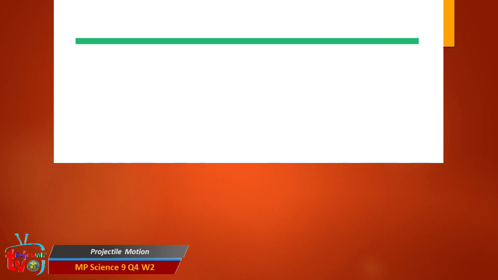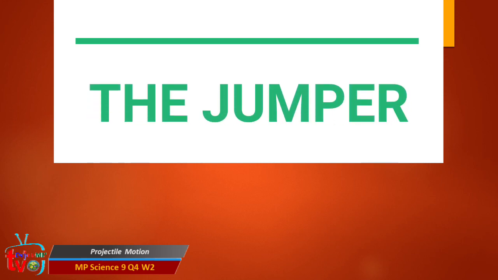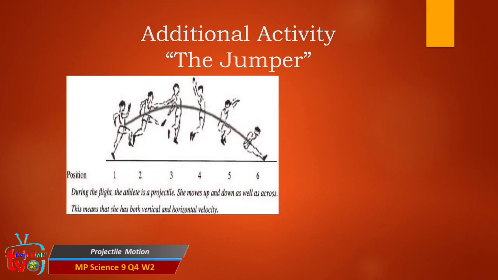The activity is entitled The Jumper. The diagram shows an athlete at different positions during a long jump. During the flight, the athlete is the projectile. She moves up in the air, moves down, as well as across. Study carefully the diagram and follow the direction. Let us now start.